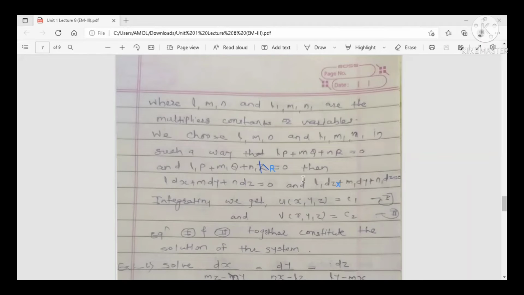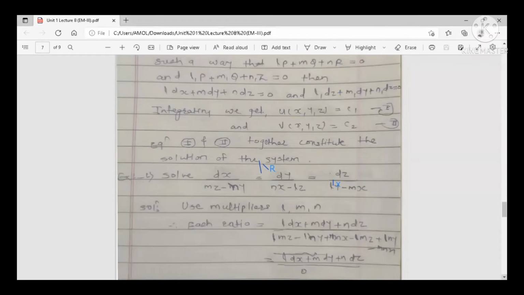Okay, in place of z there is the term, it is not dx, it is L1 dx plus m1 dy plus n1 dz is equal to 0. And if we integrate both the equations, then we have the solution u of xyz is equal to c1 and u of xyz is equal to c2. So these are the two sets of solutions here. So equation 1 and 2 together constitute the solution of the system.